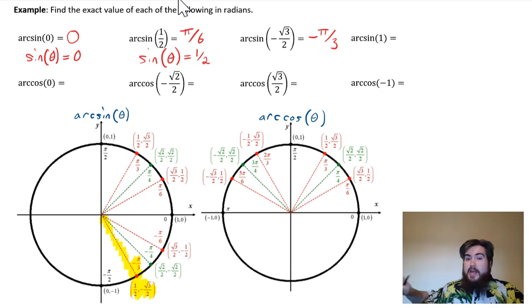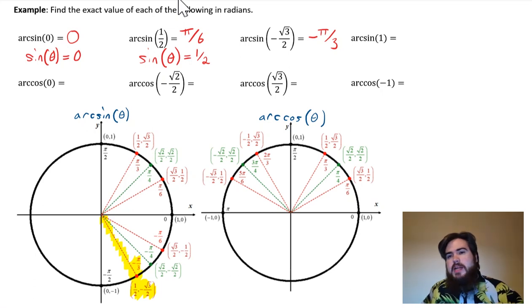The answer is not 5 pi thirds. Even though 5 pi thirds is technically in quadrant 4, 5 pi thirds doesn't exist within the range of arc sine. It's the same reason why other coterminal angle measures of negative pi thirds would also not be accepted. So 5 pi thirds wouldn't be accepted, 11 pi thirds would not be accepted, 17 pi thirds, etc. Only this one result.